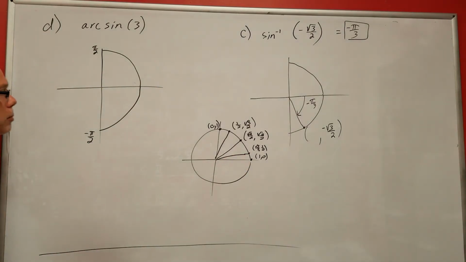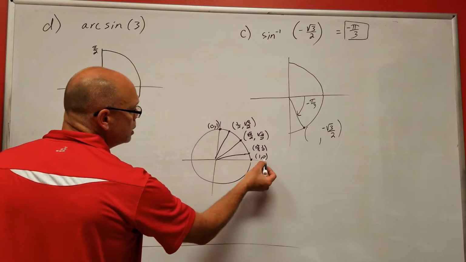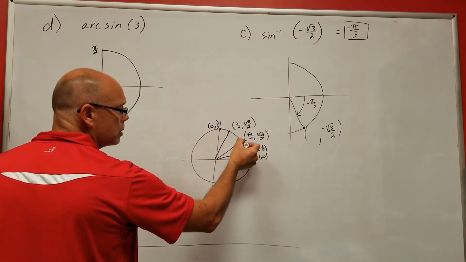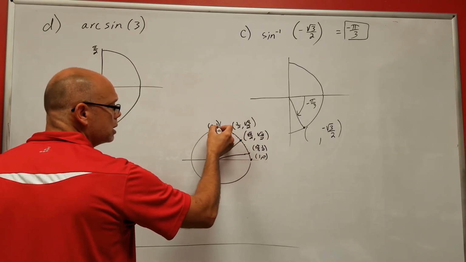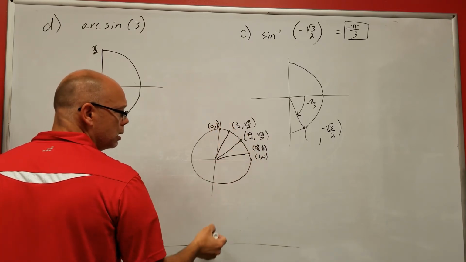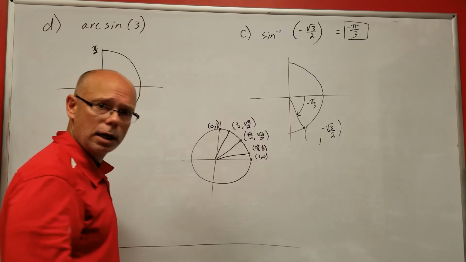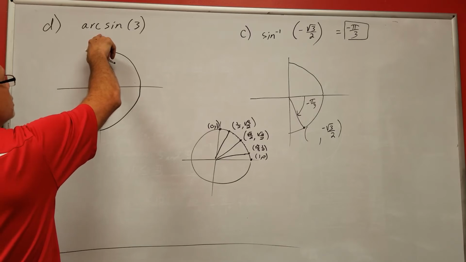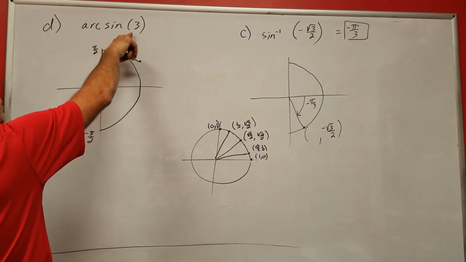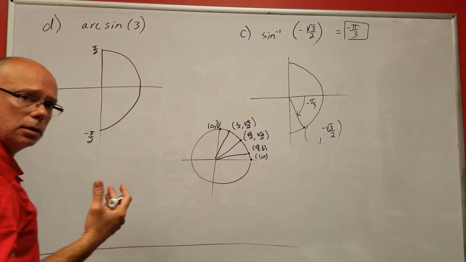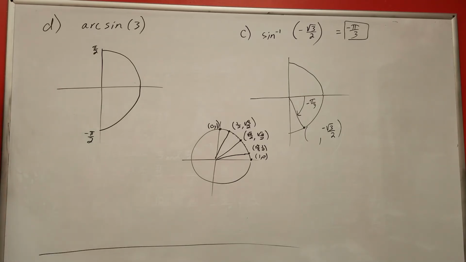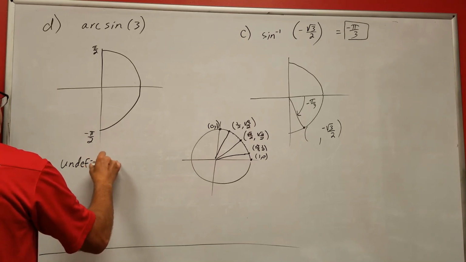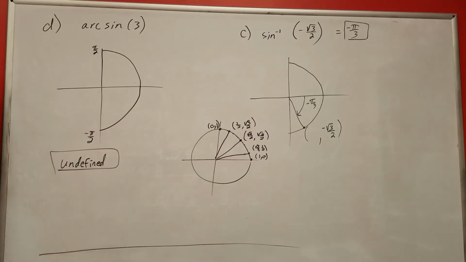Alright, but notice, what is your sine starting at 0? It goes through these numbers. It goes through other numbers between here, but notice that it never gets bigger than 1, or smaller than negative 1. So the angle that falls between negative pi over 2 and pi over 2 whose sine is 3, it's not defined. Okay, so we put undefined.